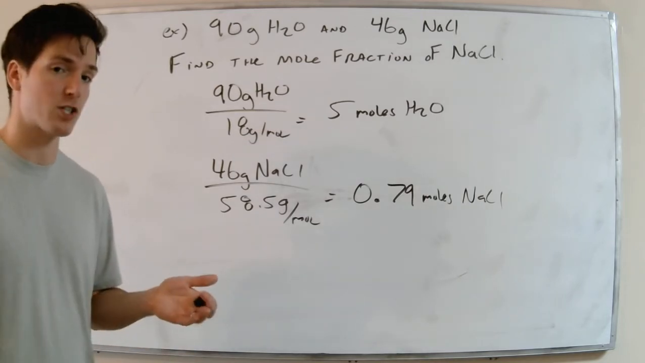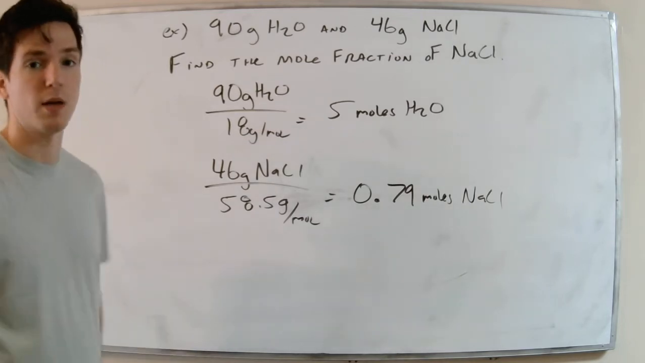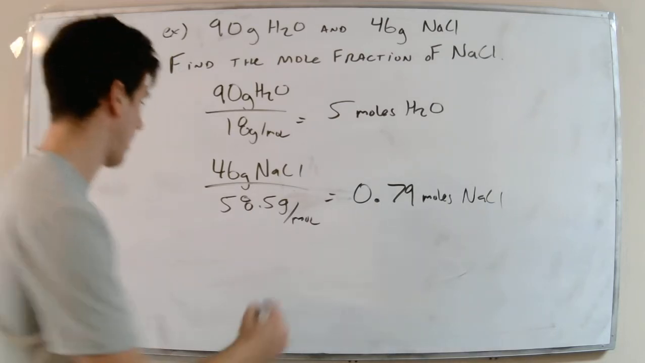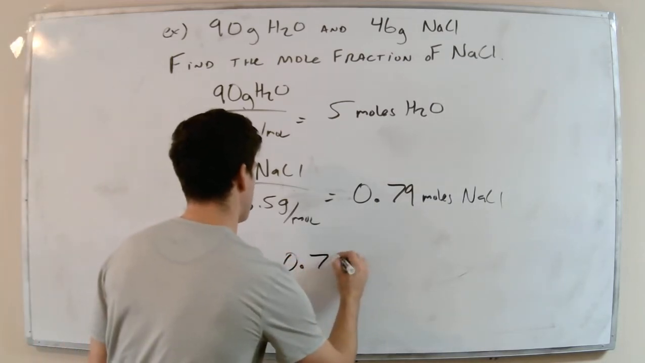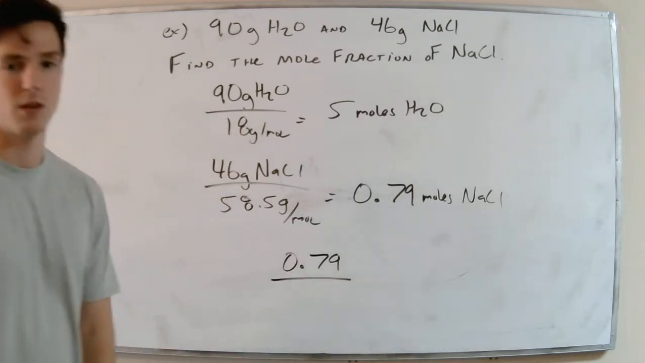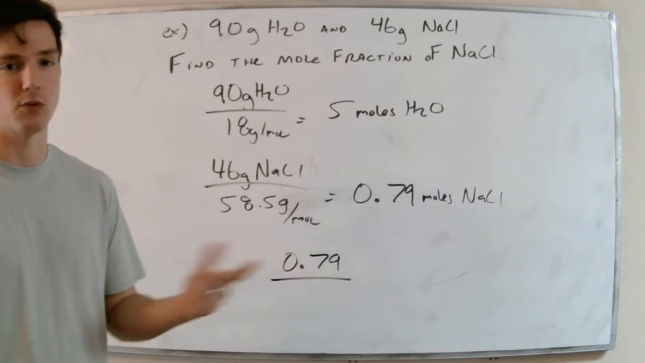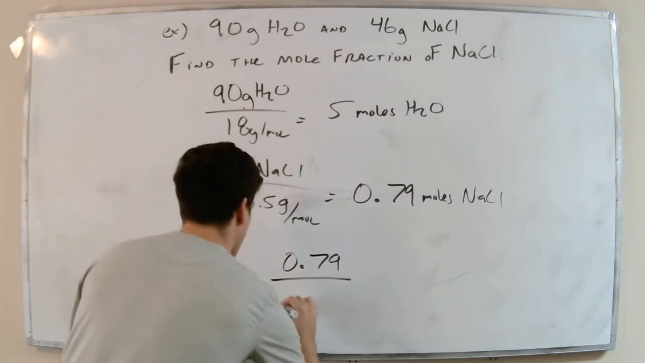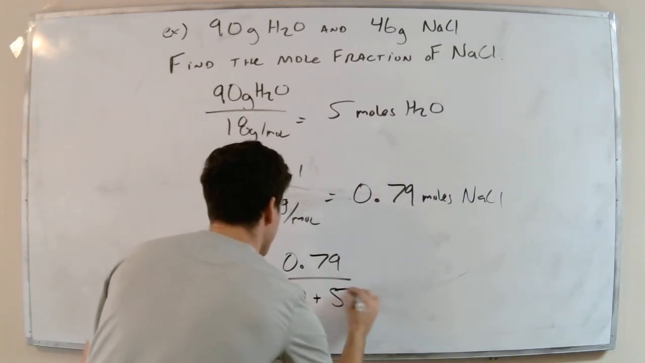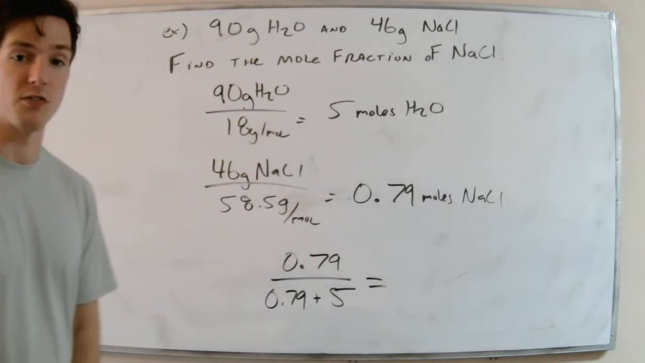So again, we're doing mole fraction, and I want the mole fraction of NaCl. If it wanted the mole fraction of H2O, I'd put 5 moles on top. But since it wants the mole fraction of NaCl, I'm going to put its moles on top, 0.79. And then on bottom, it's just our total amount of moles, so the moles of our salt and the moles of the water. So it'll be 0.79 plus that 5 moles of water that we dissolved it in.